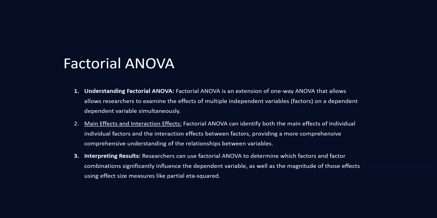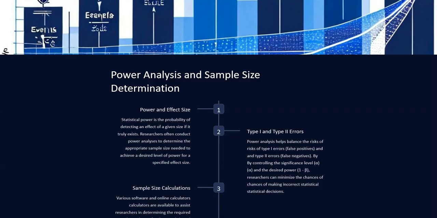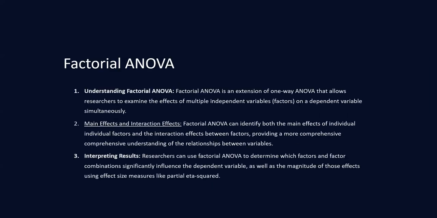So those things, as well as the magnitude of the effect, using different effect sizes, like the partial eta squared I discussed earlier. Just go back: the partial eta squared measures the effect size. From the effect size you can understand whether the factorial ANOVA effect is significant or not.